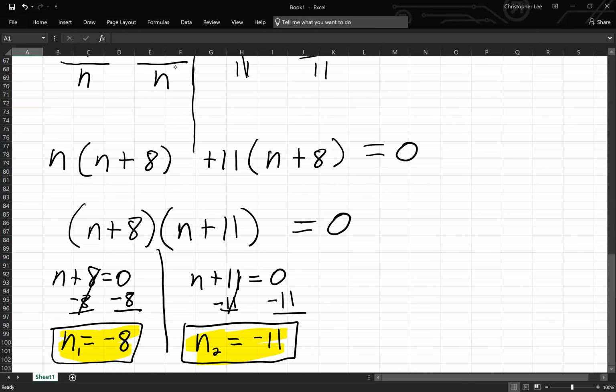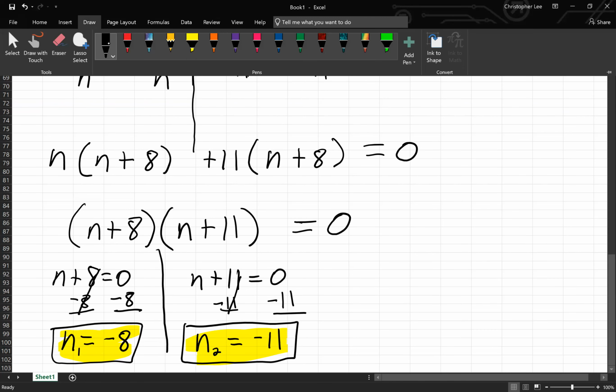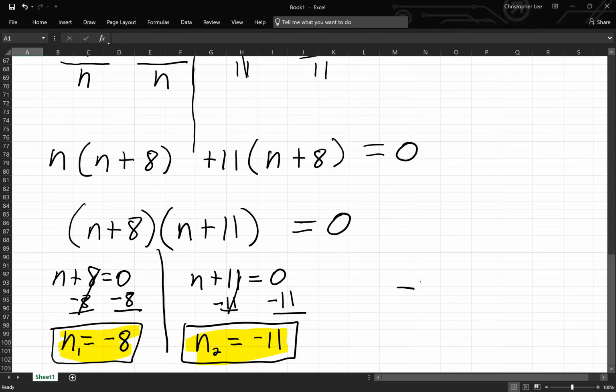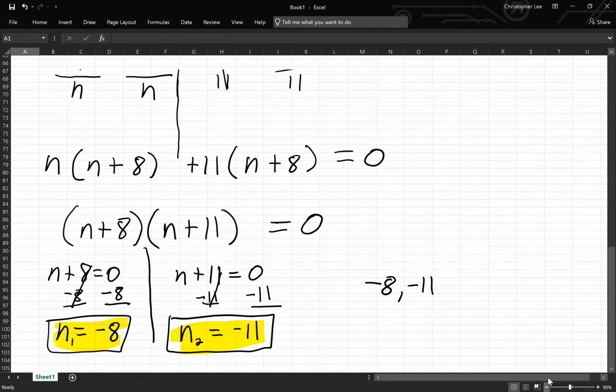In WebWork, I'm not sure of the question that you have. Looking at a previous question, the way that your question was, it would be like -8 comma -11. But I'd have to see your question. Yeah, I got you. Probably is like that, -8. Yeah, that's exactly it. Put the comma in between and that's it. No space.